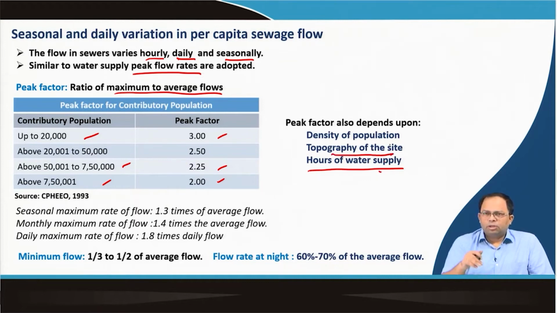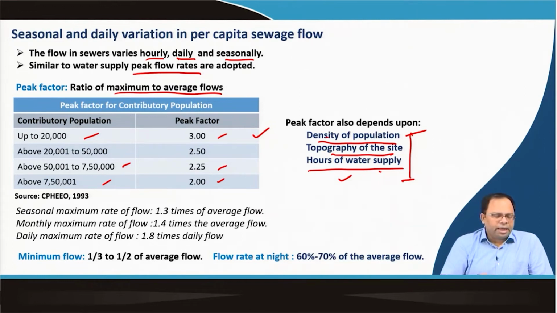Topography of the site, the slope of the site, will play a role, and then density of population. In certain areas which have higher density, the peak factor would also be higher. So, these are also some of the factors which will influence the peak factor. But yes, we can go with standard rates as given in our manuals, in the CPHEEO manual, but in certain cases you really need to check if these factors are going to have an influence on the peak factor.